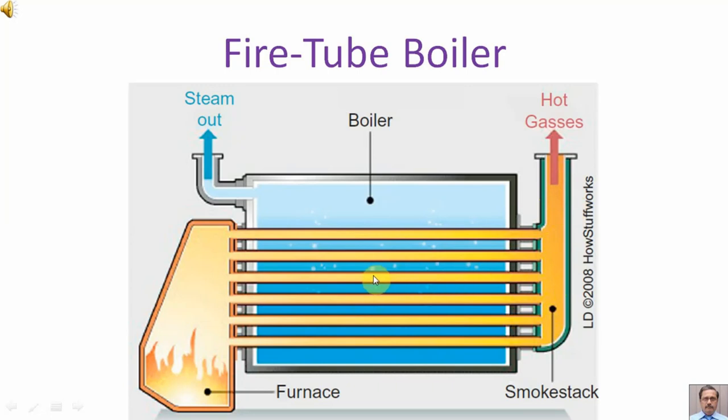These fire tubes are surrounded by water. This water is stored in a shell-like structure, and because of the heat inside the fire tubes, this water is getting heated up, then boiling, and then due to the boiling the steam is coming out from the water, and this steam is then being used in a process. So this is the fire tube boiler in short.